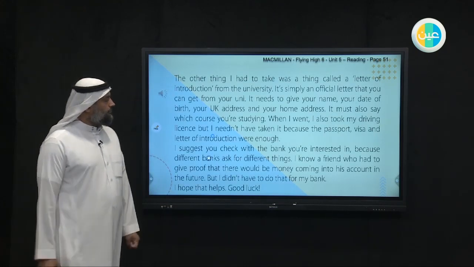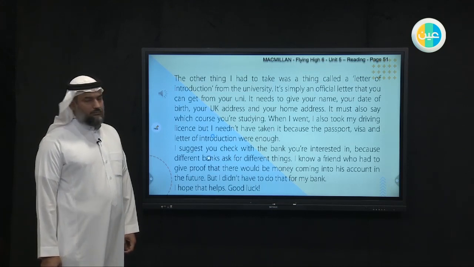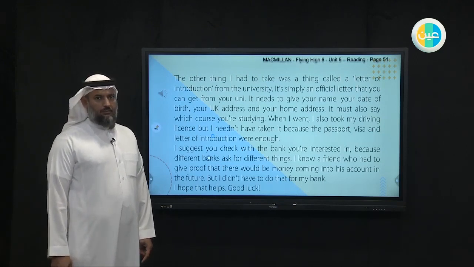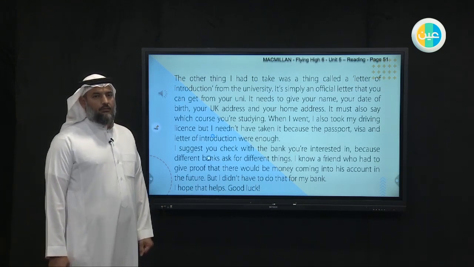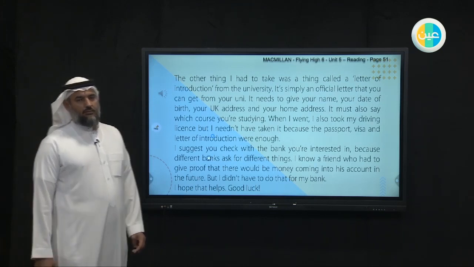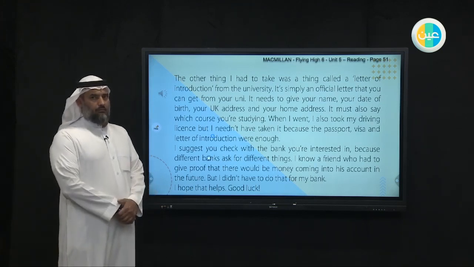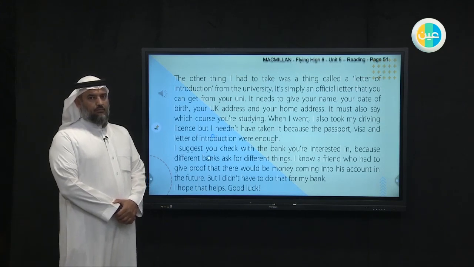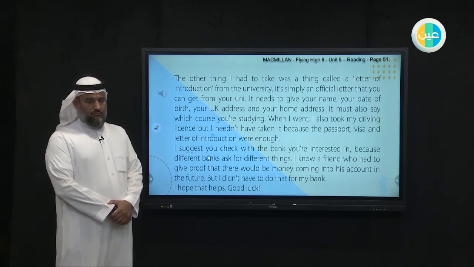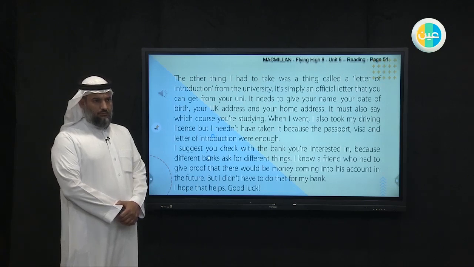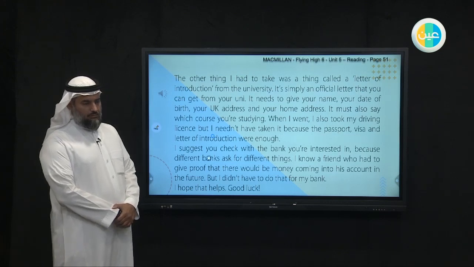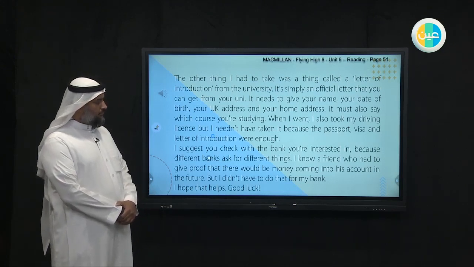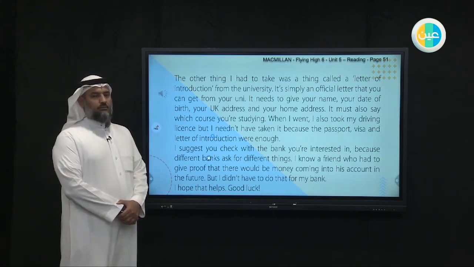The other thing I had to take was a thing called a letter of introduction from the university. It's simply an official letter that you can get from your uni. It needs to give your name, your date of birth, your UK address, and your home address. It must also say which course you're studying. When I went, I also took my driving license, but I needn't have taken it because the passport, visa, and letter of introduction were enough. I suggest you check with the bank you're interested in, because different banks ask for different things. I know a friend who had to give proof that there would be money coming into his account in the future. But I don't have to do that for my bank. I hope that helps. Good luck.